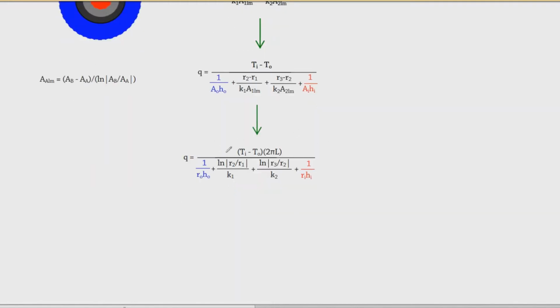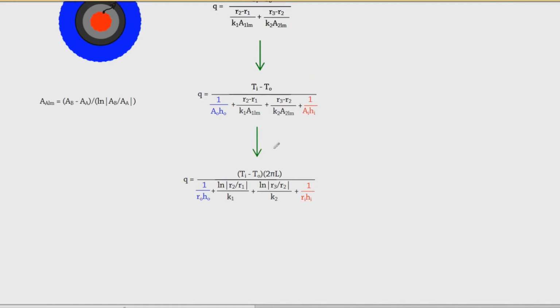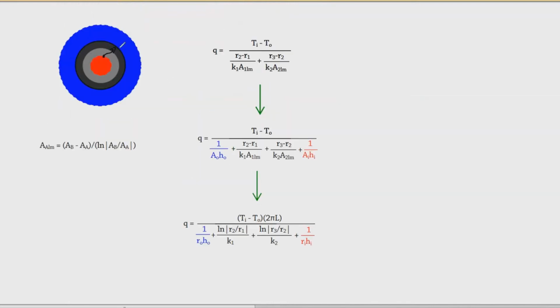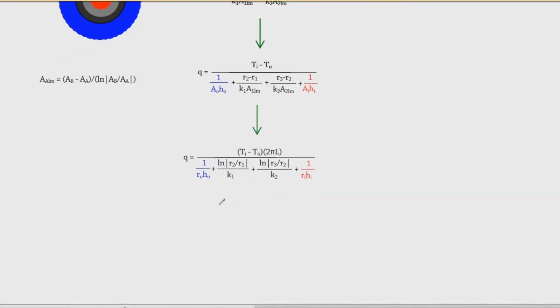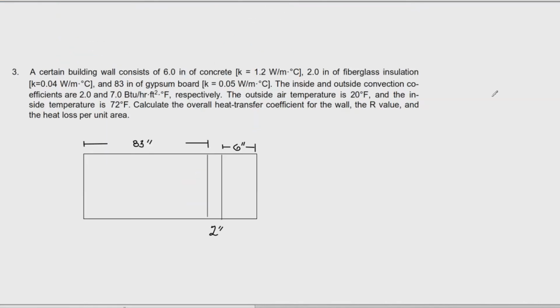Okay, so we just have to add 2 pi L here, which is the 2 pi for the radius, and then the L here is the length of the pipe. That is actually constant for all the resistances and all these convective effects.